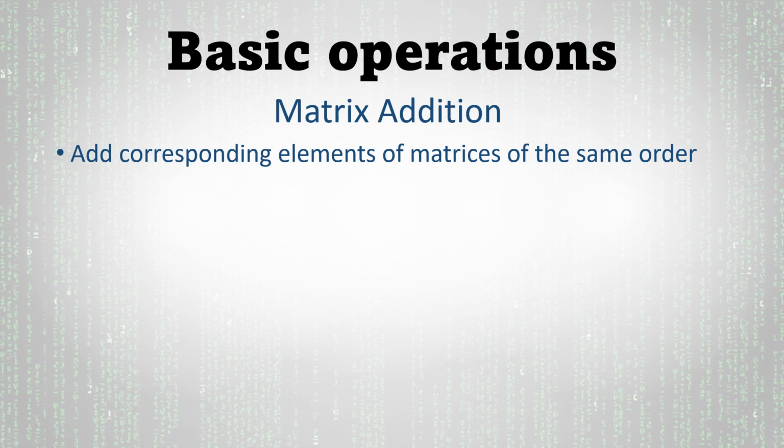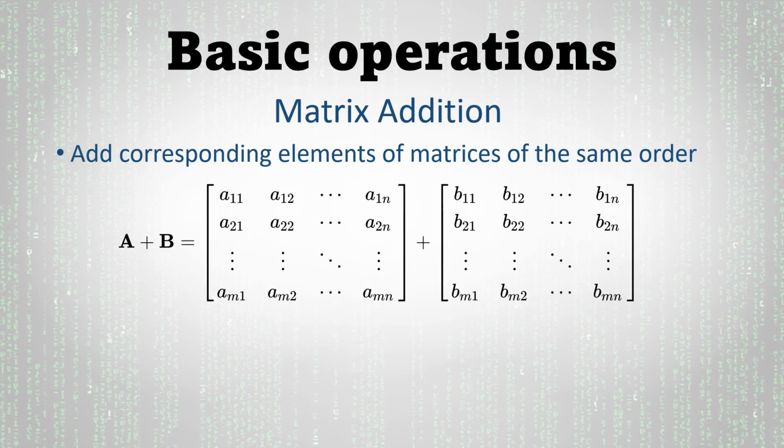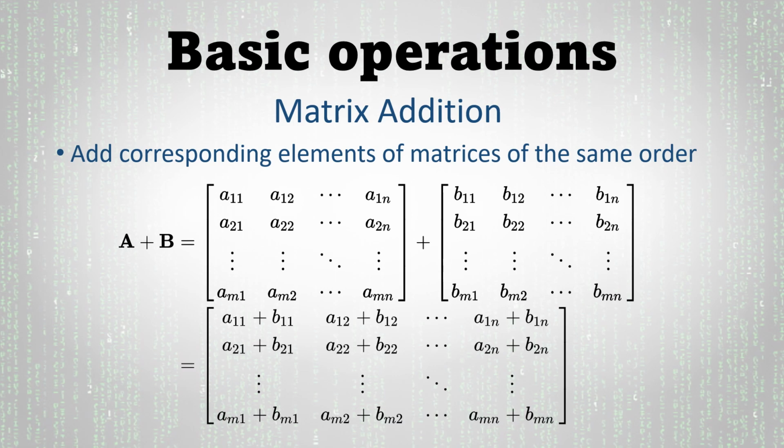And for our next basic operation, we have matrix addition, where you have two matrices of the same order. You add the elements in the corresponding positions to each other for the sum matrix. So for example, you have element A11 and element B11 added together into the top left position of our sum matrix, A11 plus B11. And you continue this for all the elements, all the way up until AMN plus BMN gets added as AMN plus BMN in the bottom right of our sum matrix.